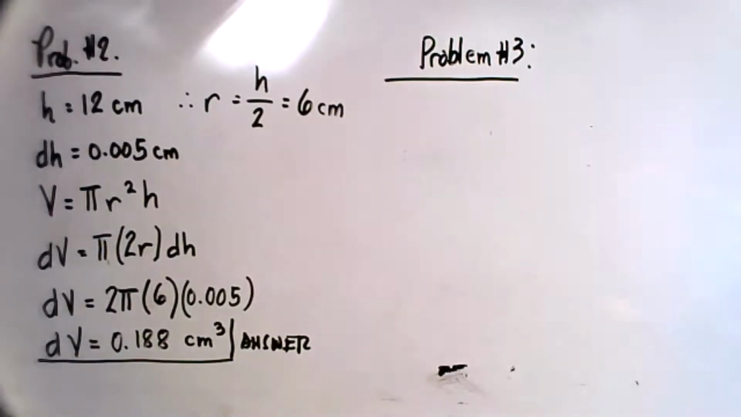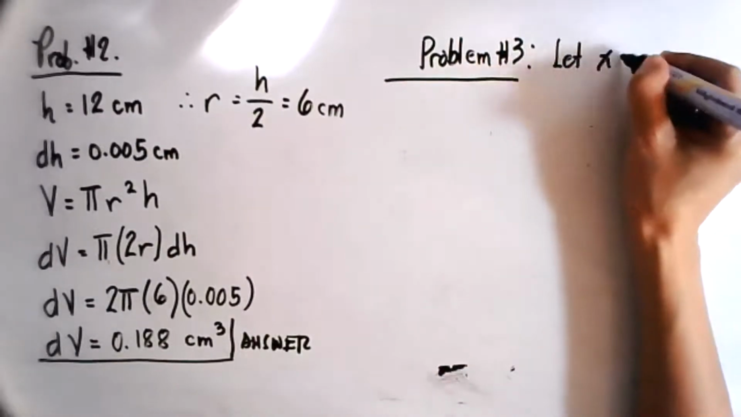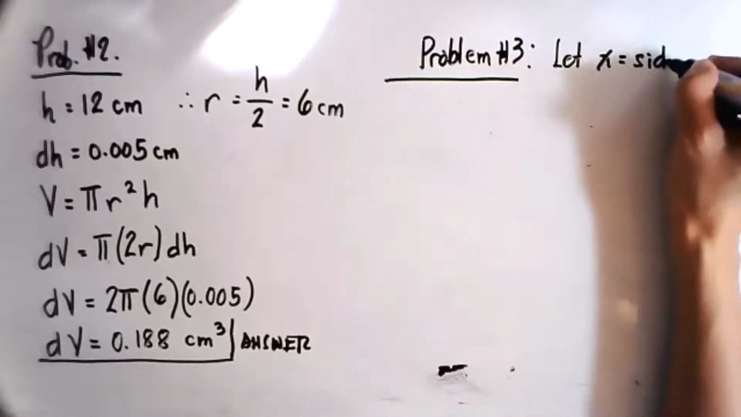Okay, so for problem number 3, given the volume of a cube. What's the formula for the volume of a cube? If we are going to let x be the side of the cube.